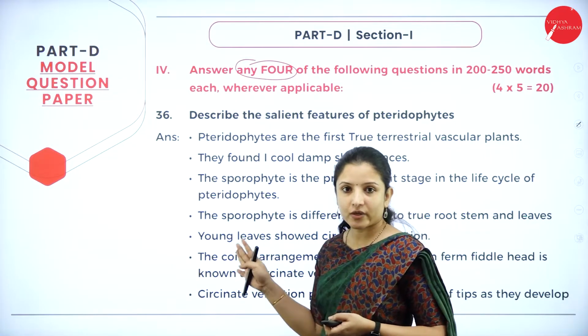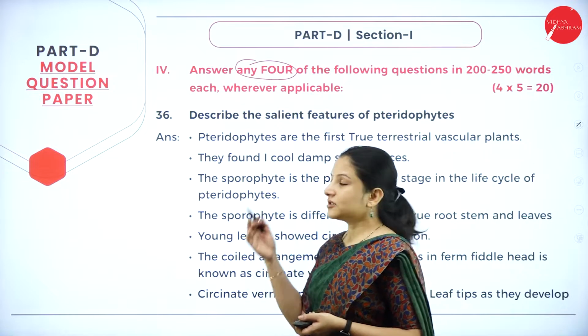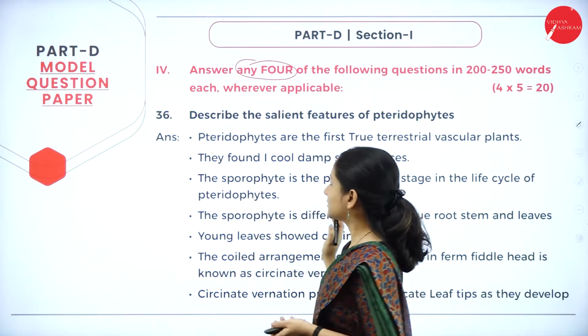No need of writing the questions. Don't waste your time writing the questions. Just write the question number. Say for example, question number 36, then go on writing the answer. That is how you need to write.